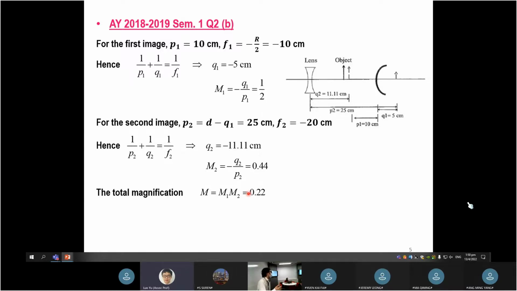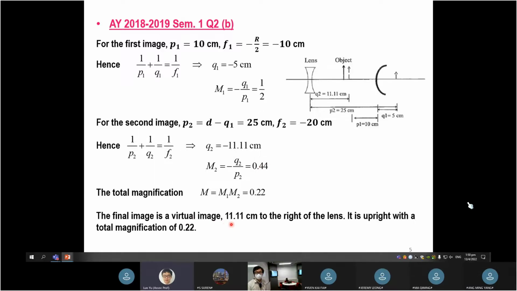But the question also wants us to comment on the final image's property, whether it's real, virtual, upright, or inverted. First, as I said, whether the image is real or virtual only depends on the sign of the last image distance, which is Q2. Q2 equals minus 11.11. Is this a virtual or real image? Yes, very good. We look at the final image distance. It's negative, so it should be a virtual image.